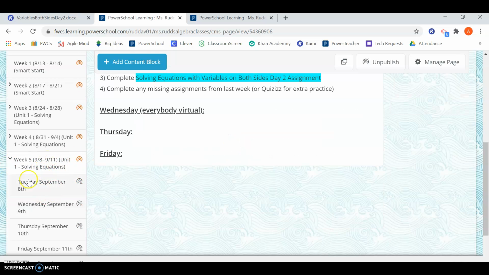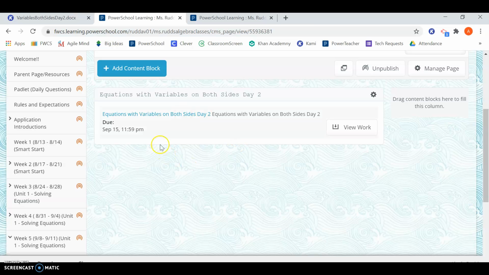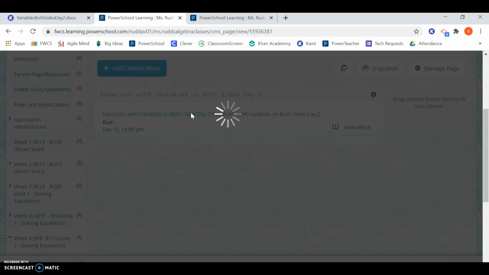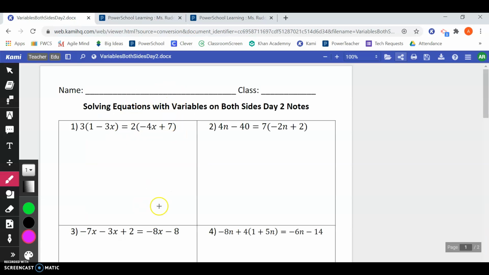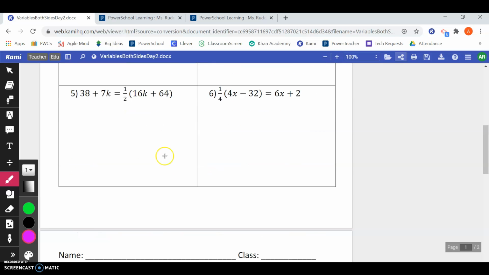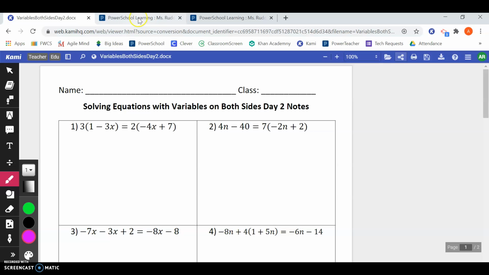So if you click on today's date, Tuesday, September 8th, it'll bring up this assignment. You're just going to click on it, and you're going to click on the link again, and it'll look like this. This first page is your notes, and that's going to be worth 5 points, so make sure you're following along with me. And the second page is your assignment, which is worth another 5 points.